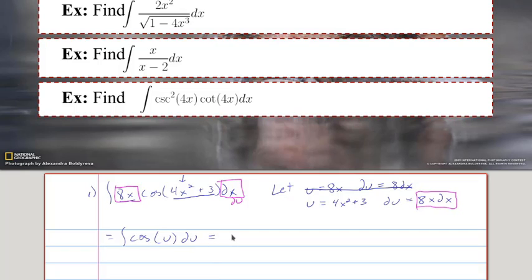All right, and that's easy enough to integrate. It's just sine of u. And then back substitution, I simply have sine of 4x squared plus 3. And of course, I should squeeze in here that constant that tags along with us. Okay, so now let me try the next one.